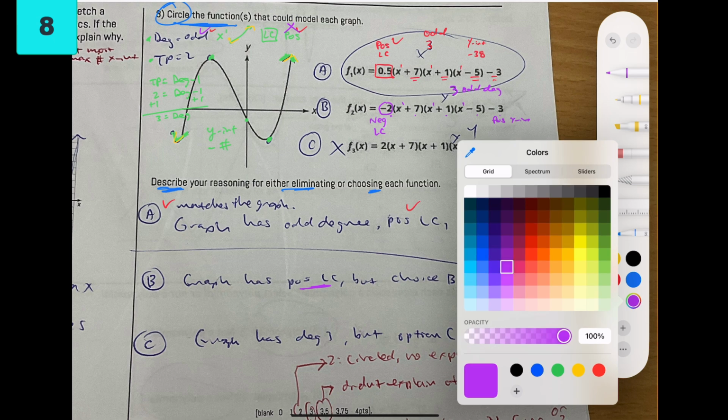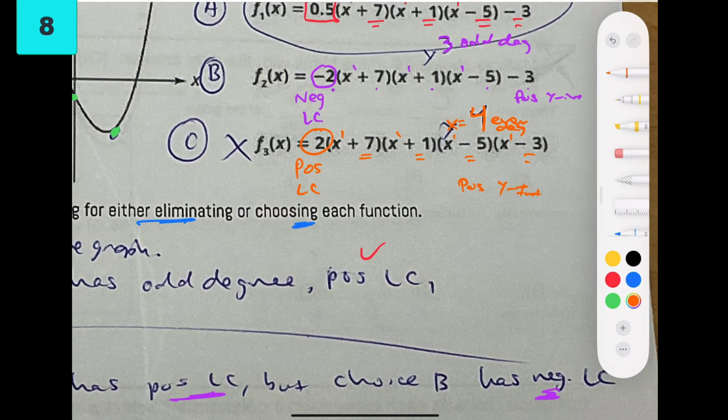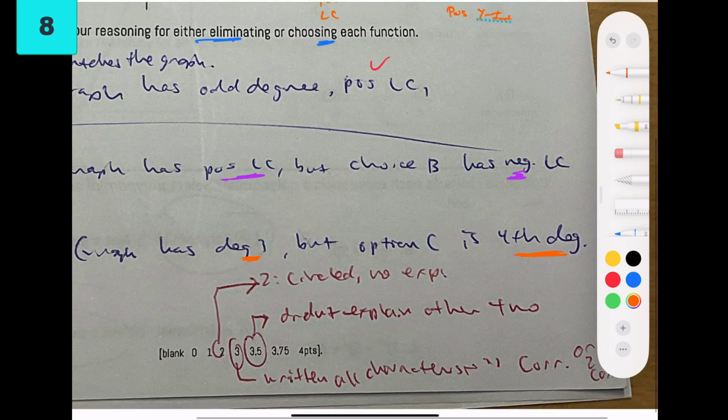And the last one. So this is a positive leading coefficient. We have x, x, x, x. So I have here x to the 4th. This would be an even degree polynomial. 7 times 1 is 7, negative 35, and I would have a positive y-intercept. And so that's what I wrote for C. Graph has a degree 3, but our option is a 4th degree polynomial. This is how I awarded you points.